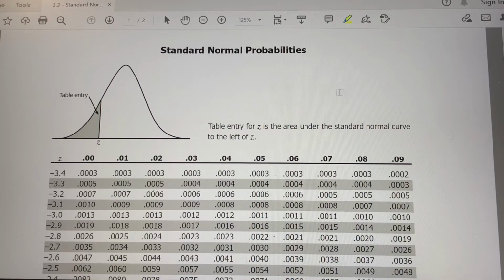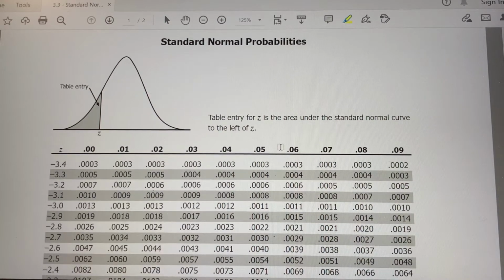All right, so in this video, we're going to learn how to use this standard normal table. We've got a z-score for a certain data value. We want to be able to use the z-score in this table to determine the proportion of values, or the percentage of values, that are above or below that z-score. We'll also use it to determine the proportion or percentage of values between two z-scores.